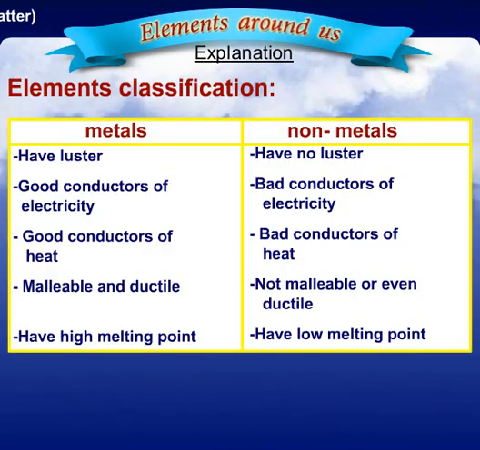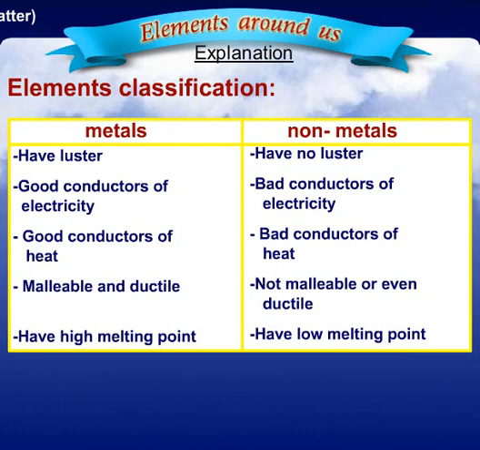Elements classification. Elements can be classified into metals and nonmetals. Metals have luster, nonmetals have no luster. Metals, good conductors of electricity. Nonmetals, bad conductors of electricity. Metals, good conductors of heat. Nonmetals, bad conductors of heat. Metals, malleable and ductile. Nonmetals, not malleable or even ductile.